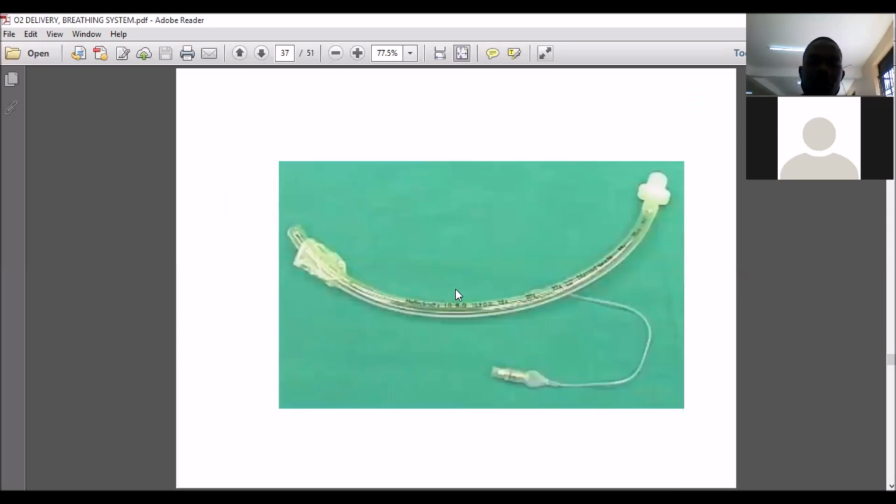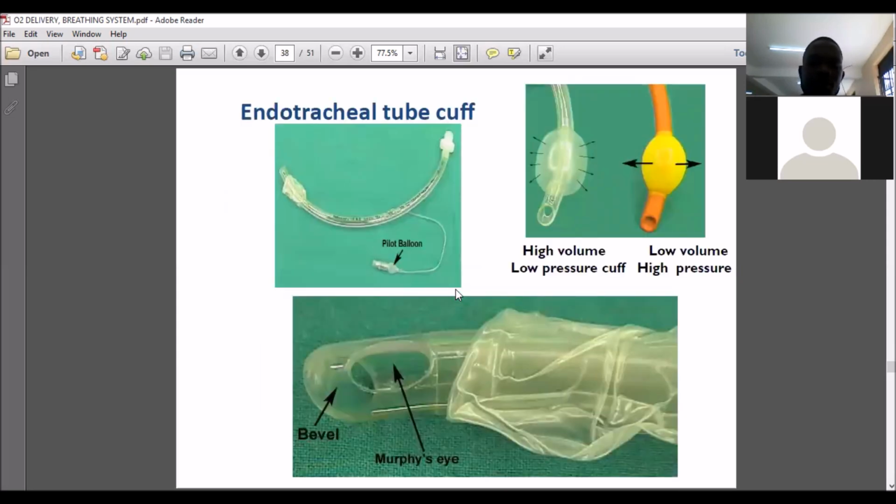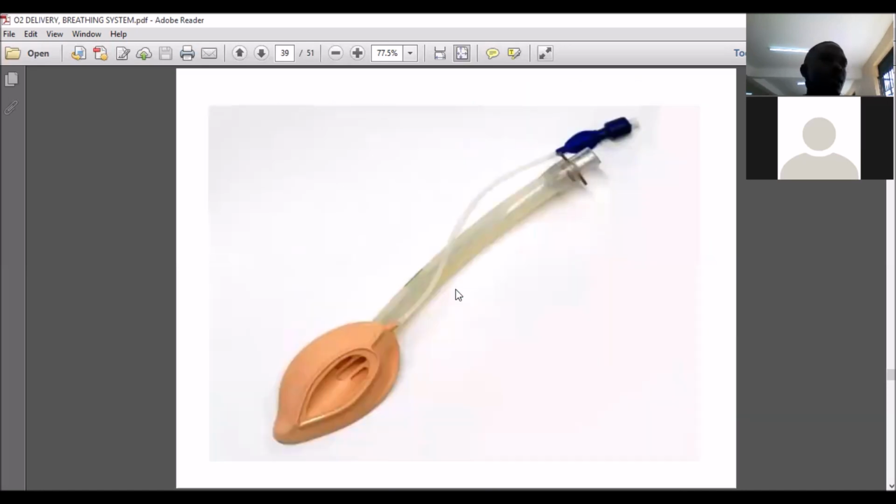Here they show us the endotracheal tube and its parts. You have the Murphy's eye. It has a pilot balloon. Those are the parts. This is the laryngeal, the one we spoke of yesterday.